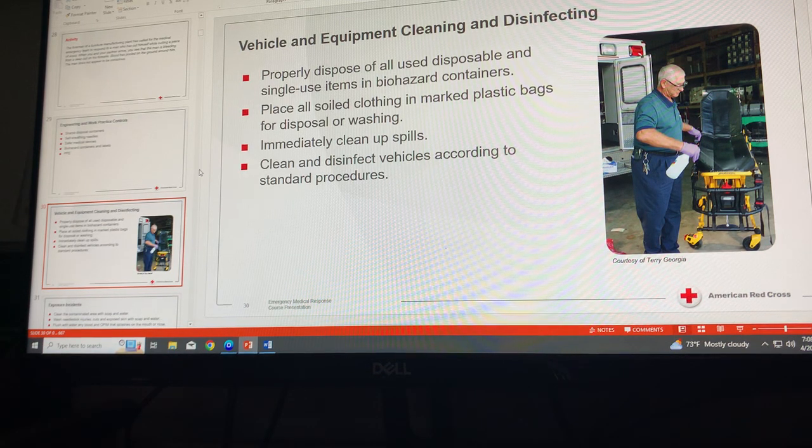Wear appropriate PPE, disposable gown, and gloves during the cleaning process and discard after use. Thoroughly clean and disinfect all surfaces that may have come in contact with the patient or materials that may have become contaminated while providing care for the patient. Use an Environmental Protection Agency, EPA, registered hospital disinfectant, and follow manufacturer's recommendations.